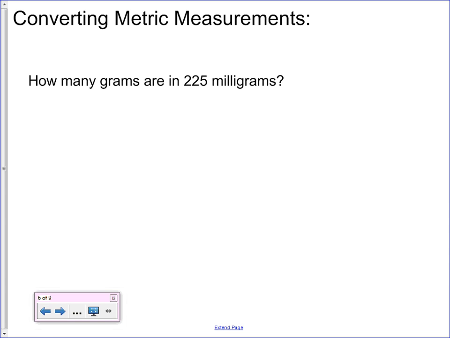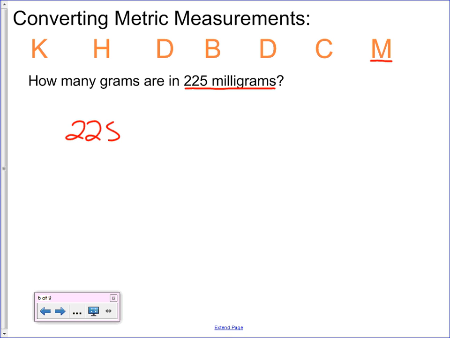So I want to write out my King Henry died by drinking chocolate milk. And I'm starting off with 225 milligrams. So I'm going to underline my M because it starts with an M. It's milligrams. It would be mg. So 225 mg. And that's going to go to, we're going to grams. Now I don't have a G here, but my G is represented by the letter B, just meaning base. So let's put our decimal point after our M for milligrams.